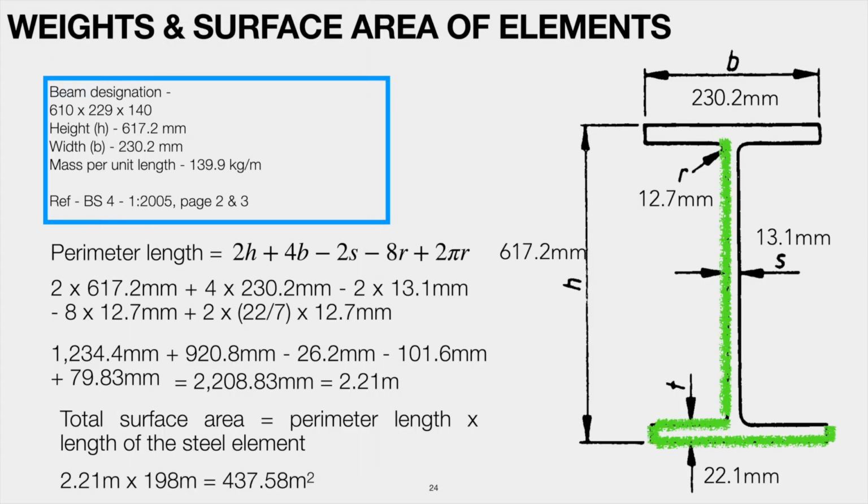Calculation of surface area is the next step of calculation. 2 times the height plus 2 times the width minus 2 times the thickness of the web, plus an adjustment for corners, will give you the perimeter length of the steel member. After calculating the surface length, multiply it by the cumulative length of the element, which will give you the total surface area of the steel member, and it will help you to calculate the area of surface paint or cumulative area for surface treatment. Calculation of cumulative surface area is shown in the image for further reference and further calculations.